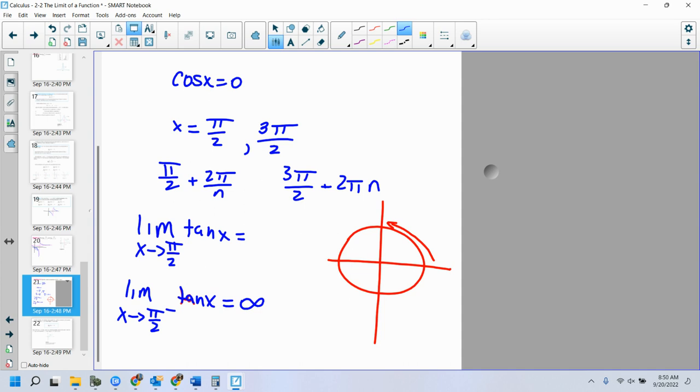Could I run values? Could I just do the same old plug and chunk method as we've done before? Sure. You just have to strategically pick them. Think about pi over 2, think about where that is, and then plug in values to the left of that value. But we know the unit circle, so let's use what we know about the unit circle.